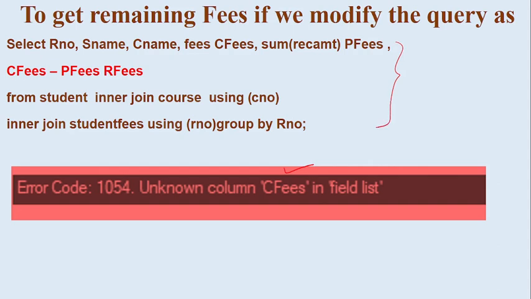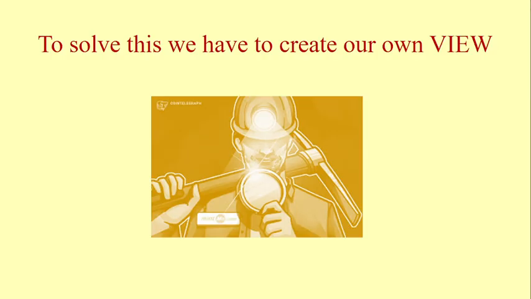If you want all the data of roll number 2, or all the data of roll number 6, executing such queries whenever we want is very difficult. So in that case, we take help of views. Okay, to solve this, we have to create our own views.